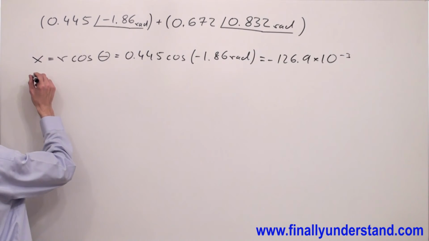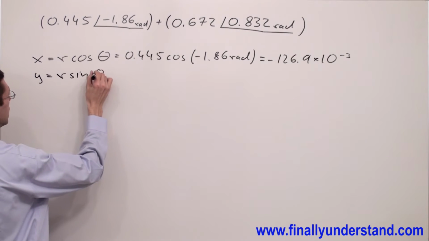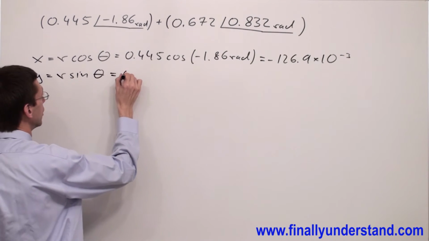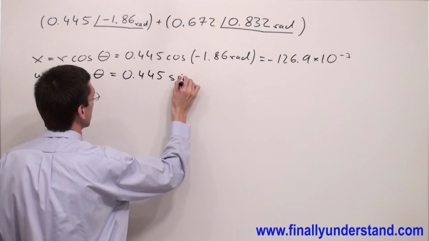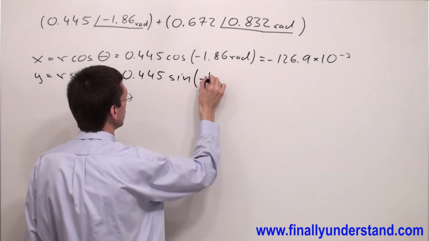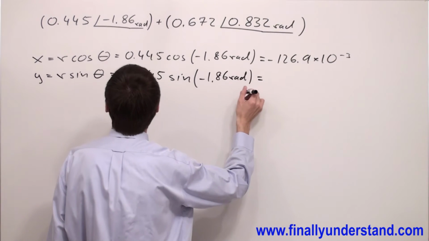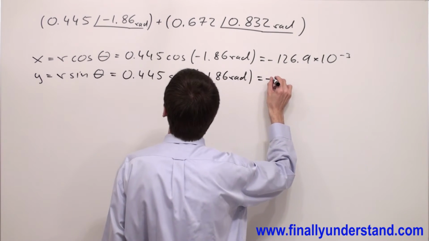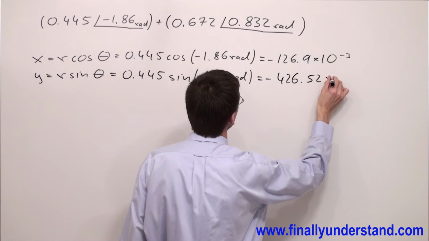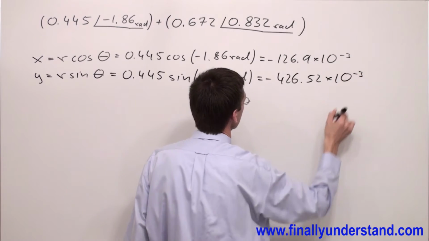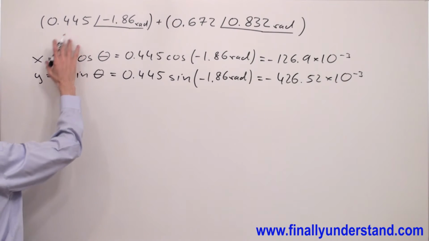Next, we're supposed to find y. y is equal to r sine theta, which is equal to 0.445 sine of negative 1.86 radians, equals negative 426.52 times 10 to negative 3. So I convert polar form to rectangular form.